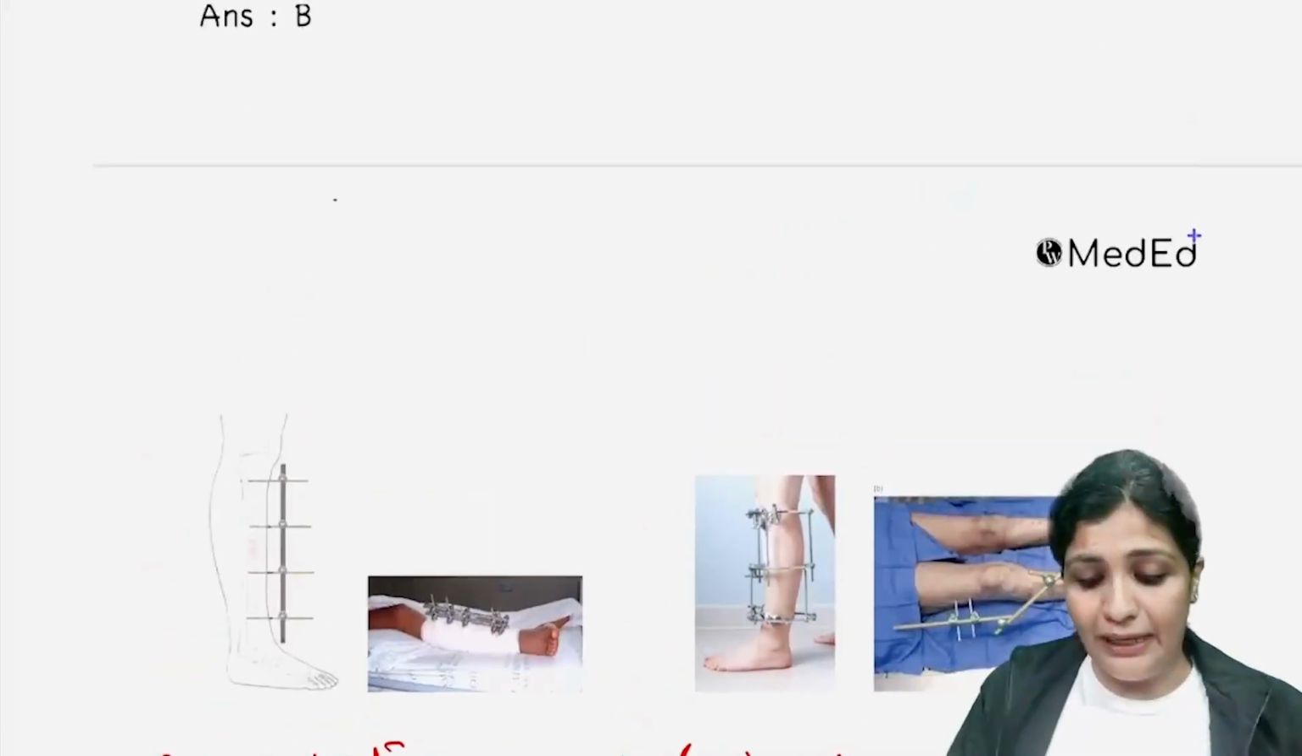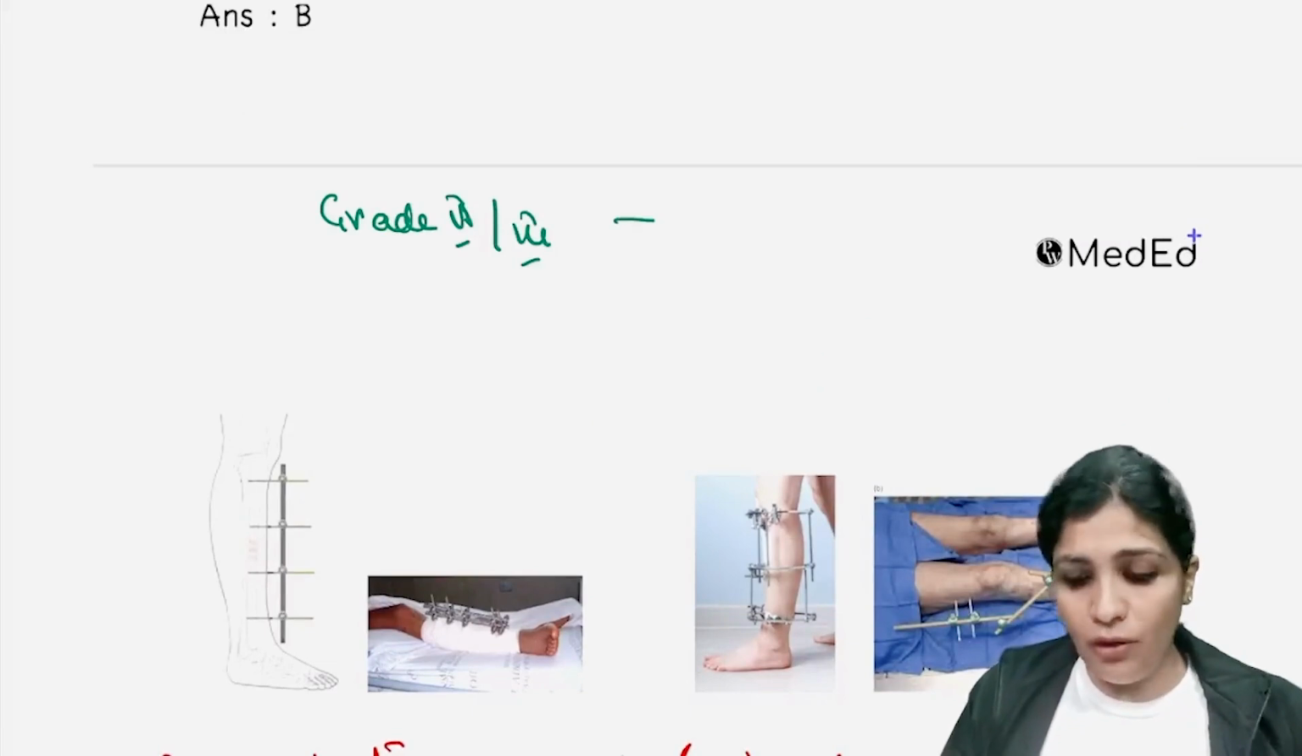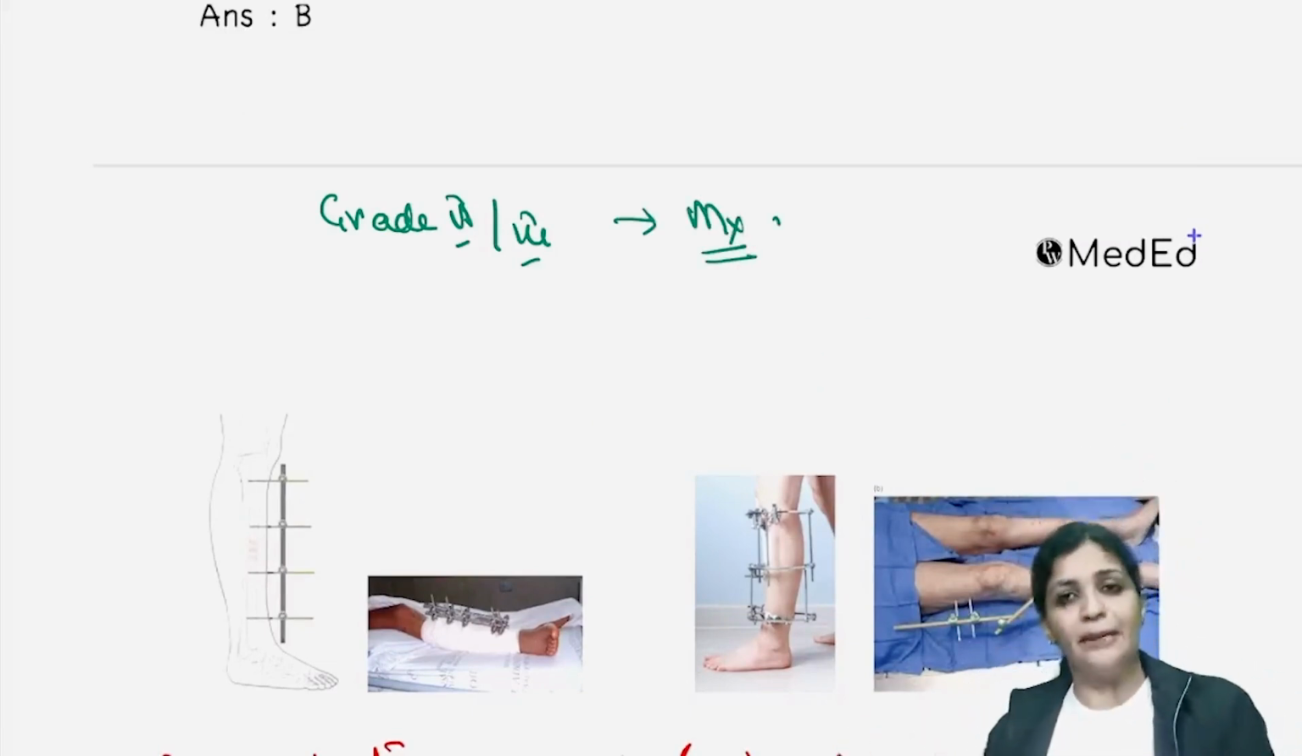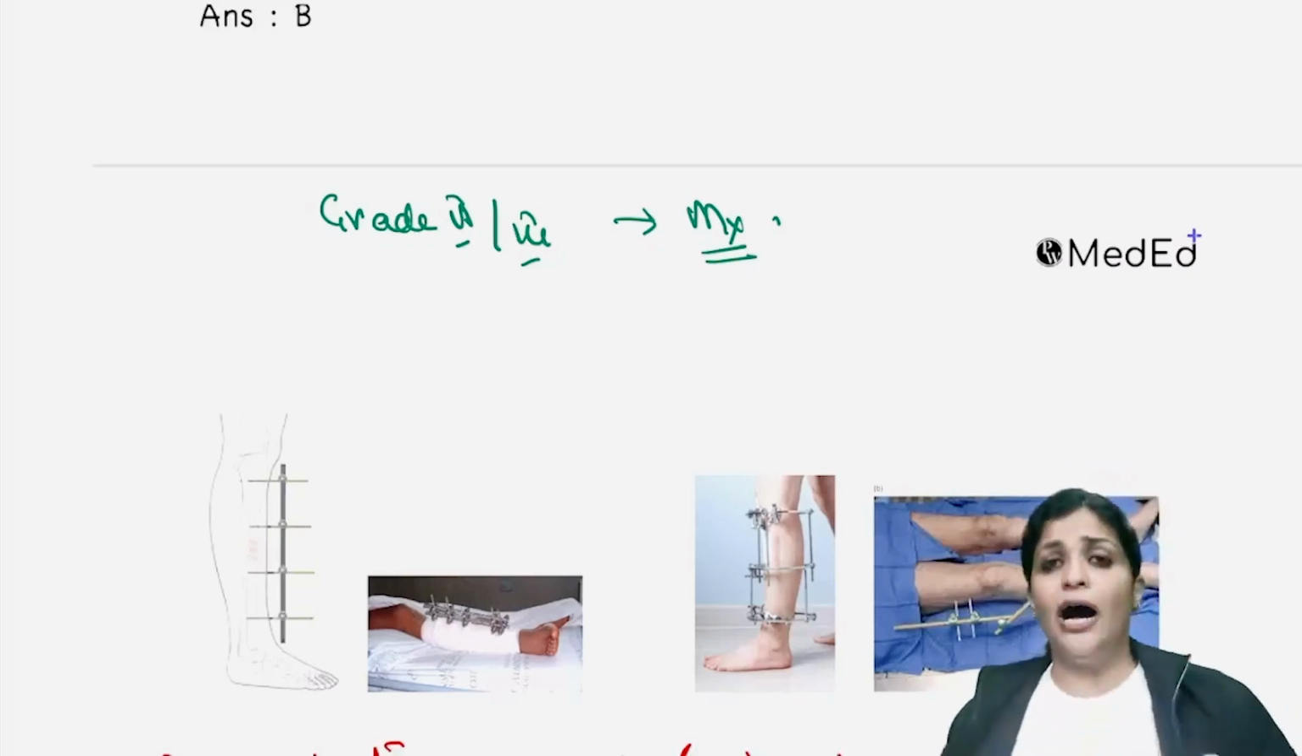Because whenever you're dealing with grade 2 and grade 3 fractures, the management differs from normal fractures. The management is completely different from the normal fractures. So how does this differ?